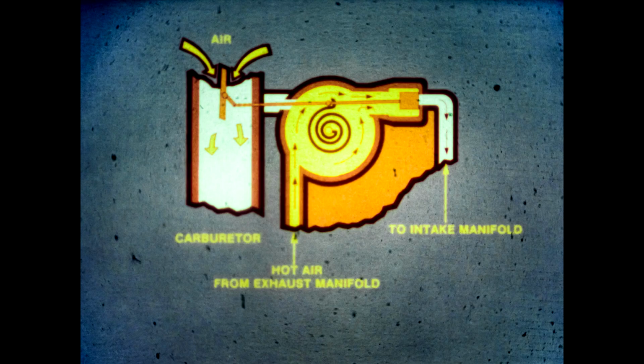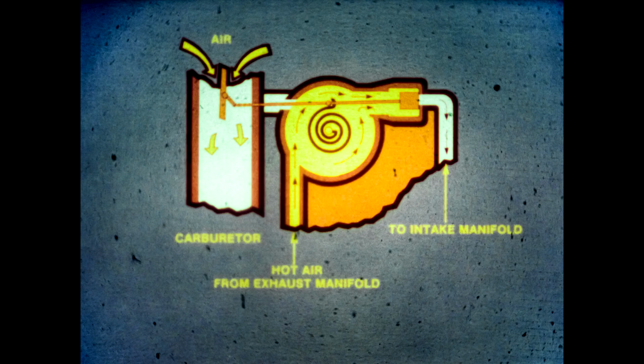This is the automatic choke cover. It houses the temperature-sensitive bimetal spring. Adjusting this cover controls the length of time the choke will operate. It does not lean or enrich the fuel mixture.